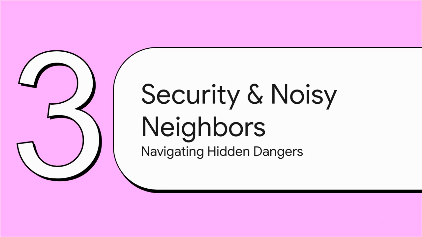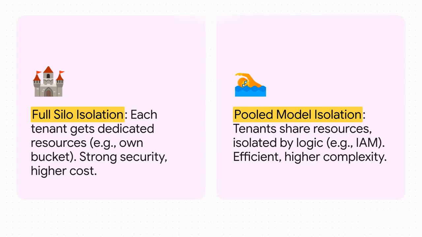So, we've seen the 4 paths you can take, but now we have to talk about the 2 monsters that live on all of them: security risks and that dreaded noisy neighbor. This right here, this cuts to the absolute heart of the choice you're making. It's really one of 2 philosophies. Are you building silos where every tenant gets their own piece of the infrastructure that's super secure and simple to reason about, but it's expensive? Or are you going with a pooled model where tenants share resources but are separated by software logic? That's way more efficient, but it puts enormous pressure on your code and your IAM policies to be absolutely perfect.